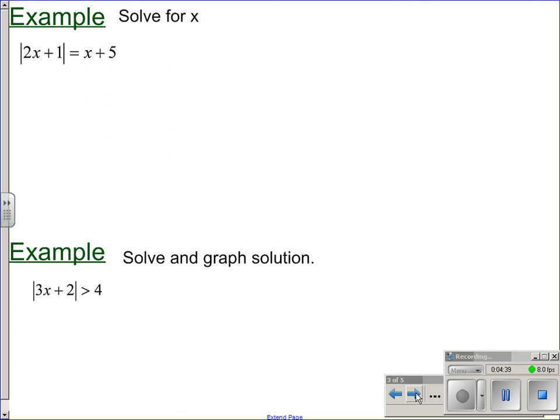You've got the first case where all you're really doing is getting rid of the absolute value. It's the positive case. And then you would solve that for x. The second case is when the stuff inside of the absolute value is negative.